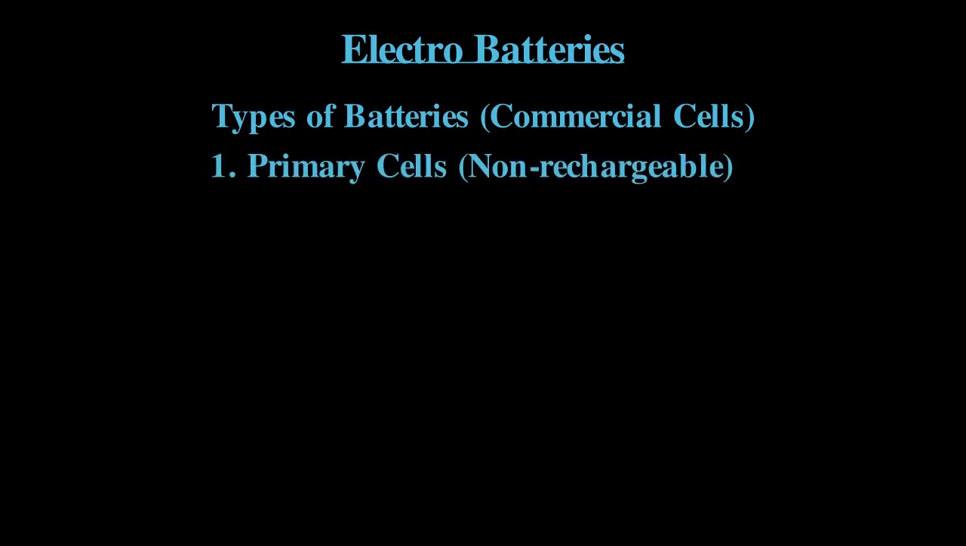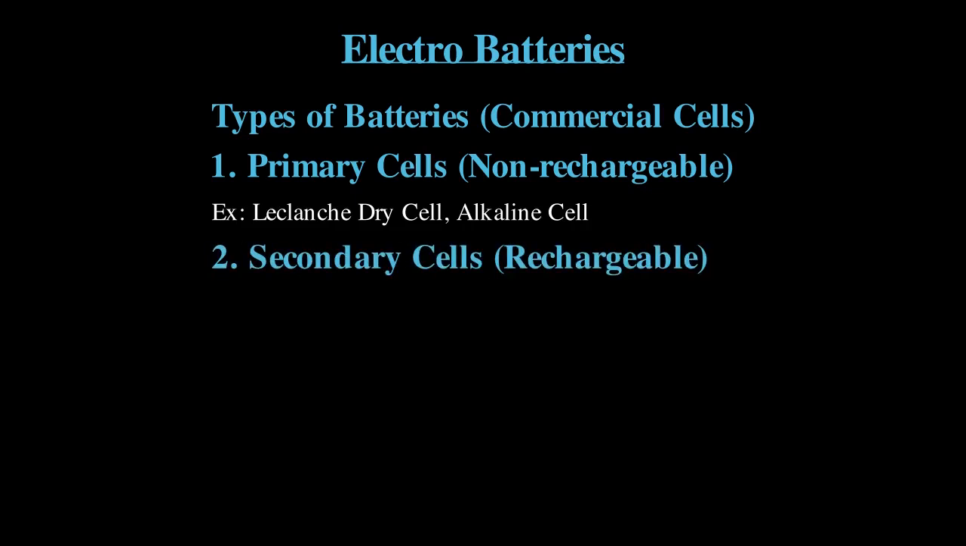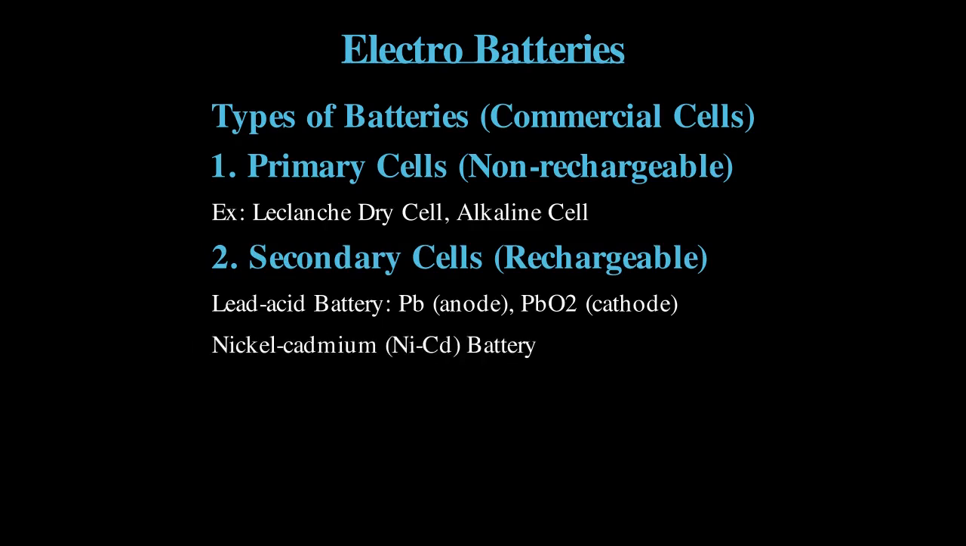First, primary cells, which are non-rechargeable and discarded after use. A classic example is the Leclanche dry cell, with a zinc anode, a manganese dioxide and graphite cathode, and an ammonium chloride electrolyte paste. Alkaline batteries are also primary cells. The second type is secondary cells, which are rechargeable. We can reverse the cell reaction by passing an external current through them. The most common is the lead-acid battery in cars, with a lead anode, a lead dioxide cathode, and sulfuric acid.